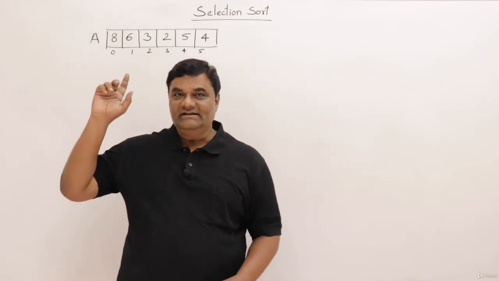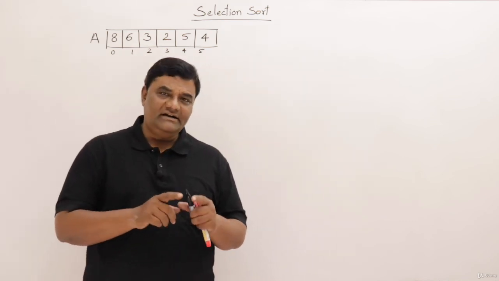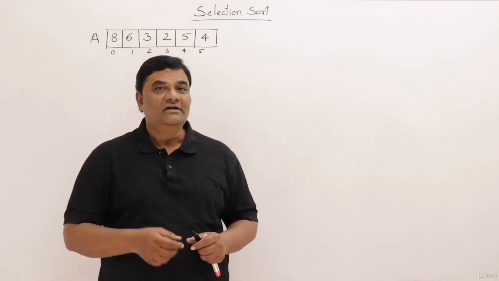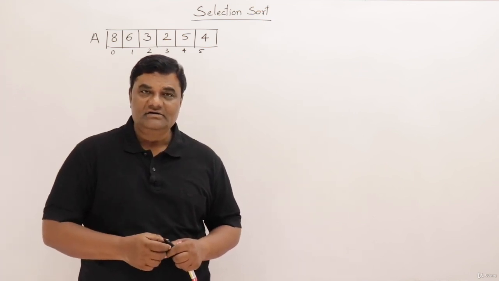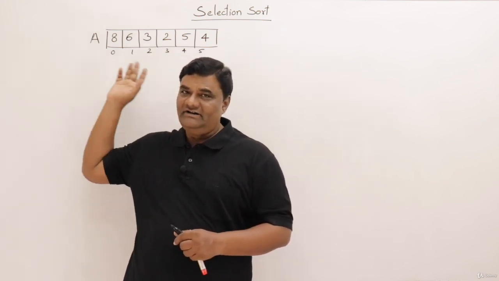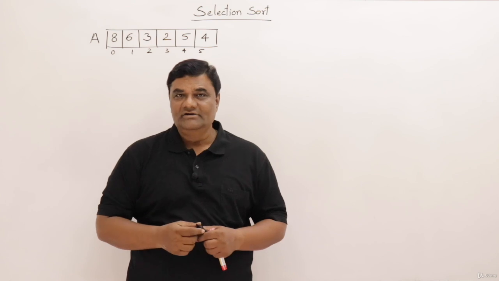The topic is selection sort, and this is the n square algorithm. It comes under comparison based sorting. I have taken a list of elements. I have to sort them.